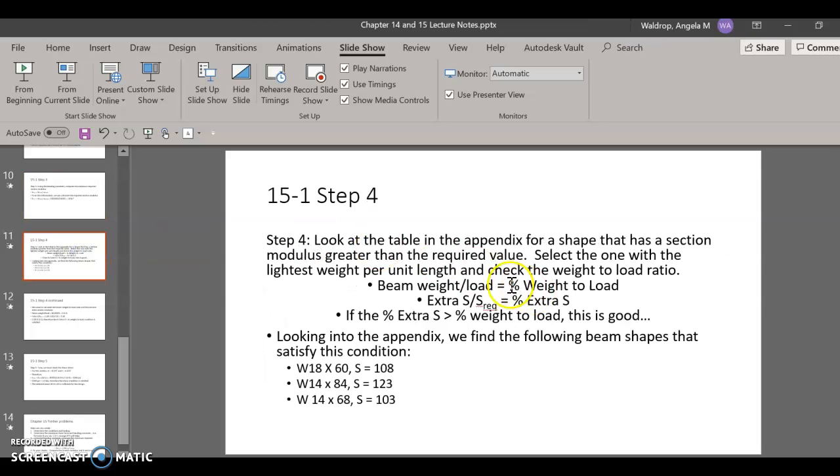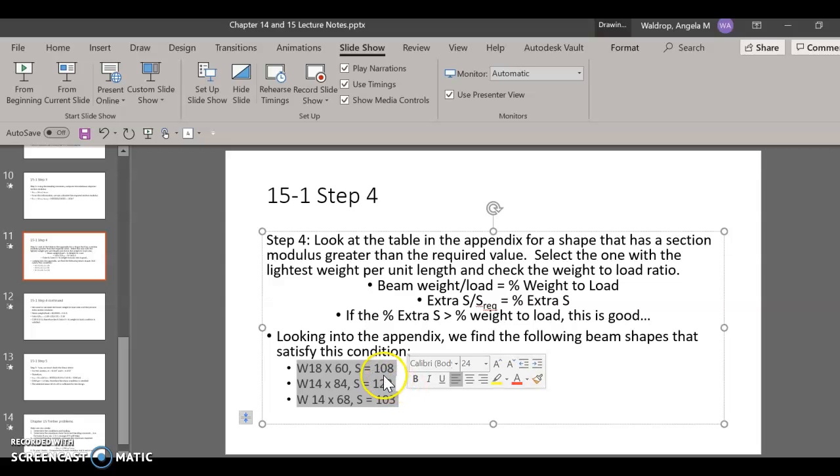Okay, and then that's the next step. We're going to look at the table in the appendix to try to find that 100 to see what applies. Okay, so in looking at the appendix, I can find these 3 beams right here: the W18x60, which has a section modulus of 108, the W14x84, which has a section modulus of 123, and then the W14x68, which has a section modulus of 103. Okay, so any of these according to that situation will be acceptable.